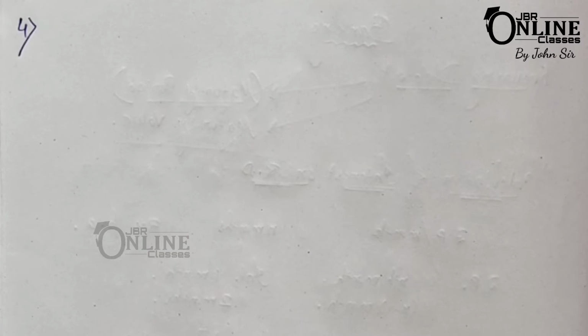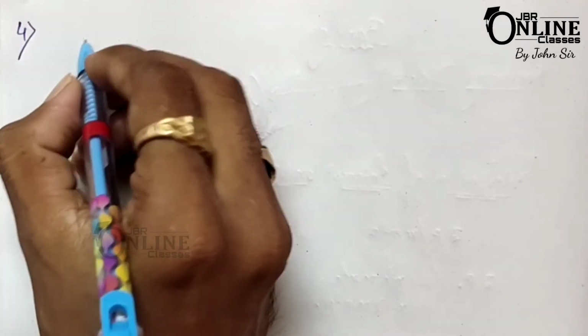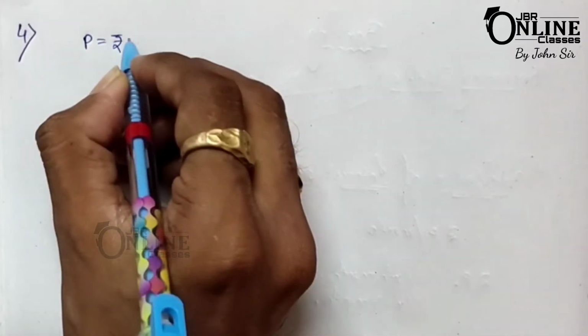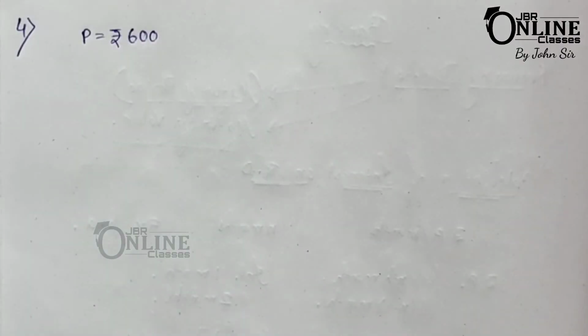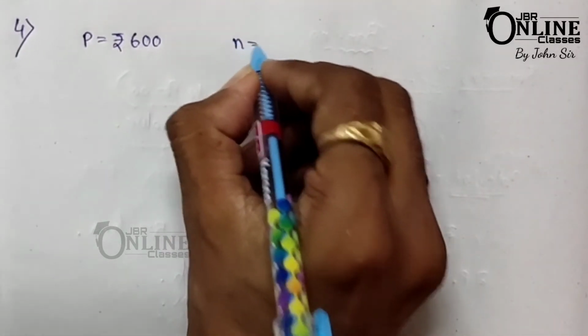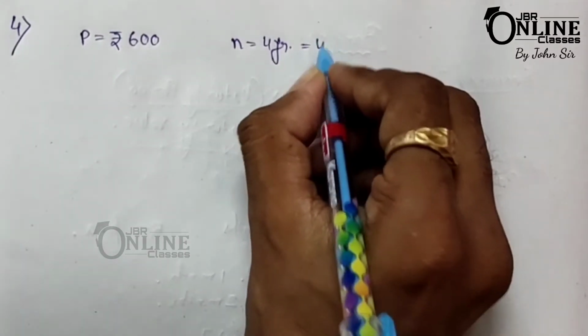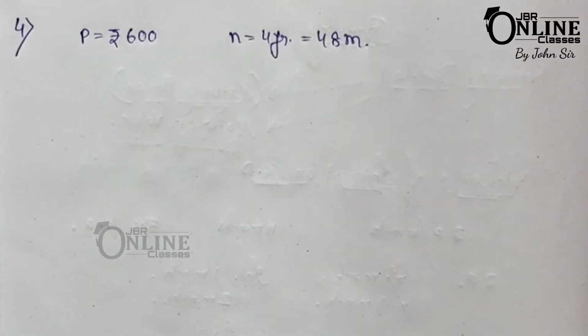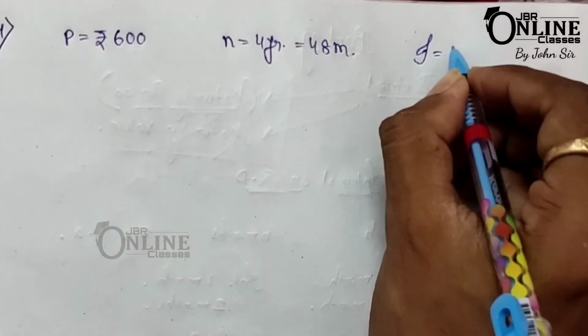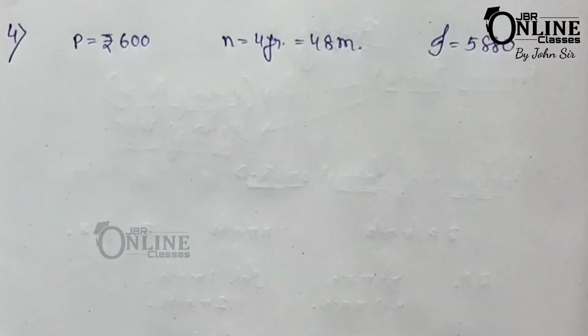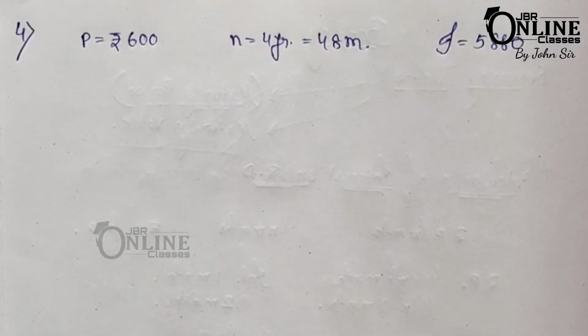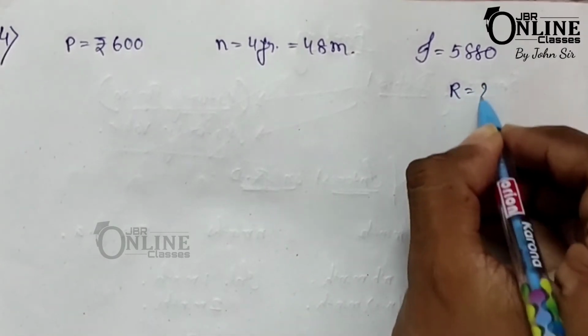Now next, sum number 4. In sum number 4, Hanif has a cumulative bank account and deposits rupees 600 per month. Okay, so here P equals rupees 600, that means monthly deposit, for the period of 4 years. So N equals 4 years, that means 48 months. If he gets rupees 5880 as interest, so here interest equals 5880, at the time of maturity, find the rate of interest. That means you have to find out R.